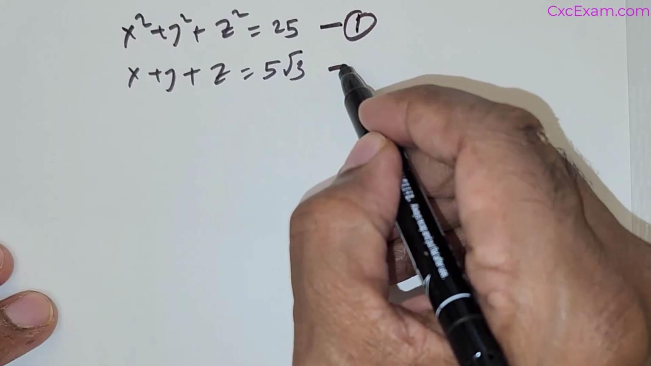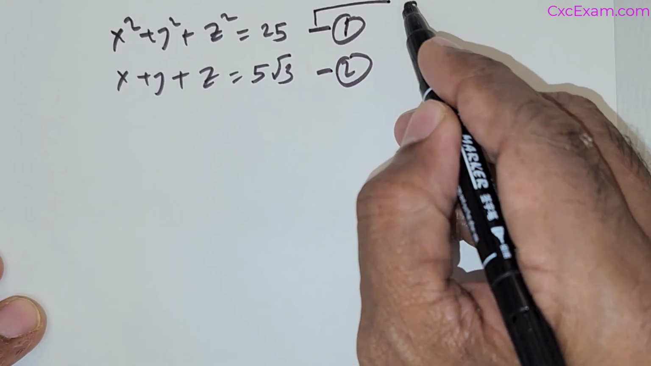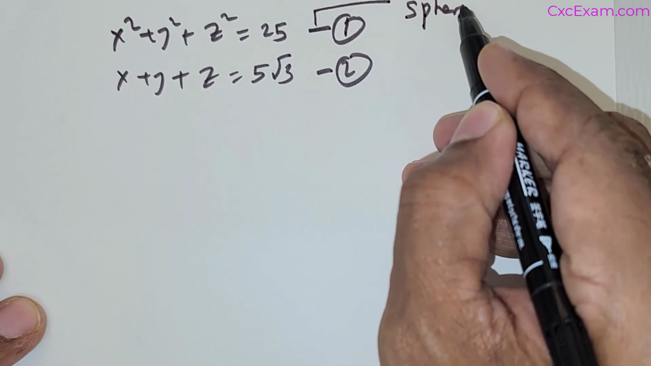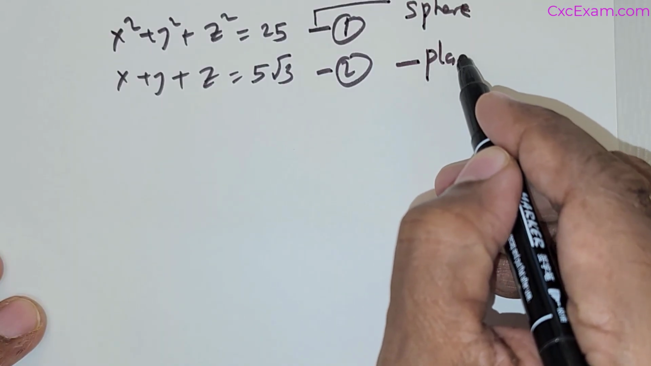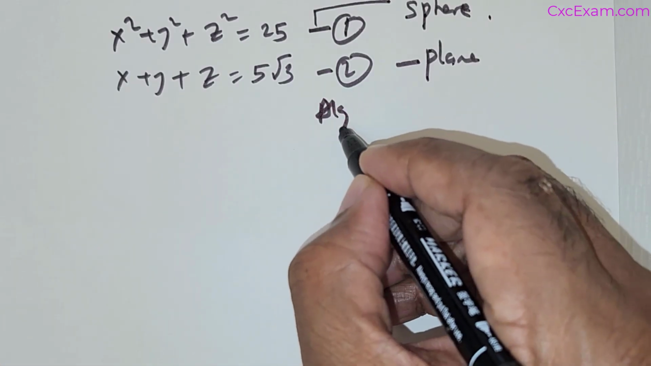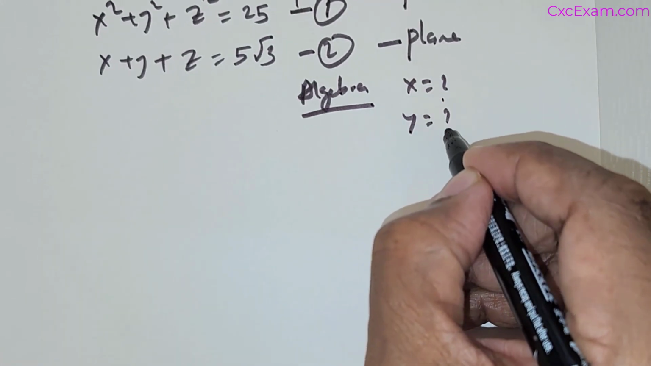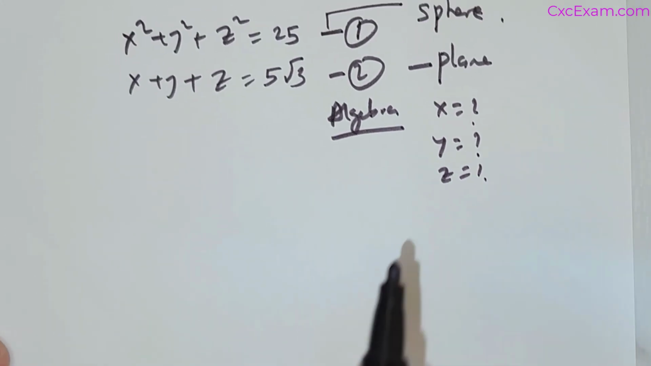Now let me take equation 1 and equation 2. From a geometry point of view, this is the equation of a sphere. This is the equation of a plane. We can utilize geometry and solve this, but I will be utilizing algebra to find the values of x, y and z.